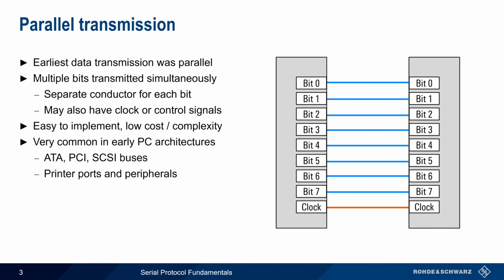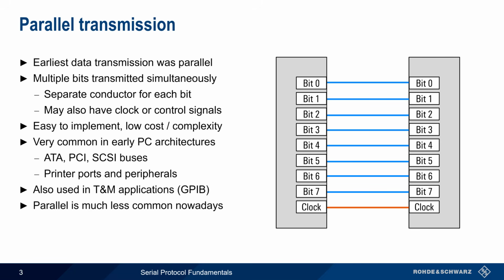Early printer ports also used parallel data transfer. GPIB, the first standardized interface for remote control of test and measurement instruments, is also a parallel interface. However, parallel transmission is much less common these days, in part because of both speed and distance limitations, as well as because of the higher conductor or pin count required for parallel data transmission.